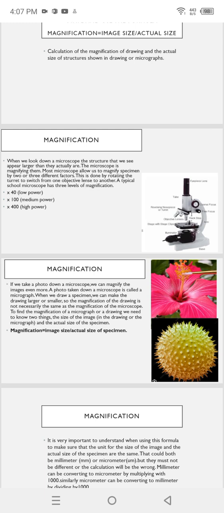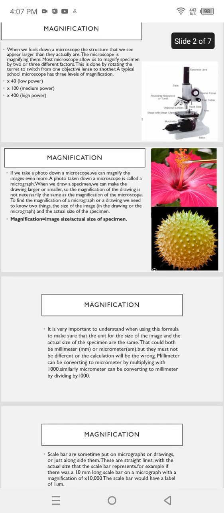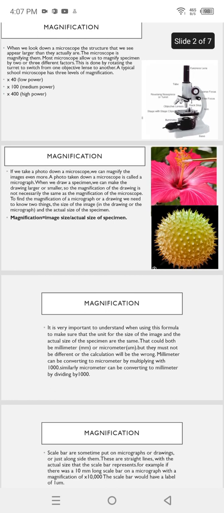To find the magnification of a micrograph or a drawing, we need to know two things: the size of the image in the drawing or in the micrograph, and the actual size of the specimen. So the formula of magnification is image size over actual size of the specimen. It is very important when using this formula to make sure that the unit for the size of the image and the actual size of the specimen are the same.